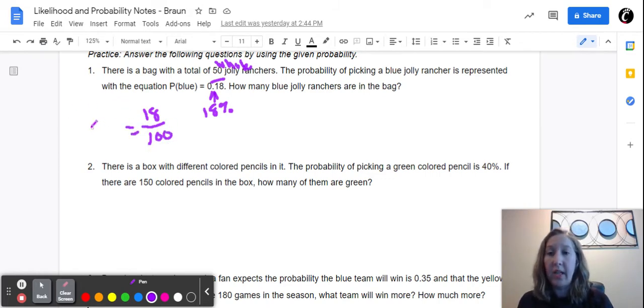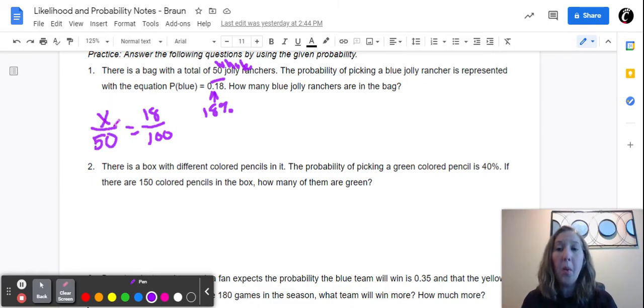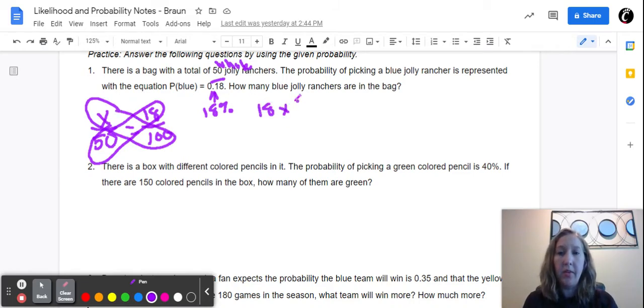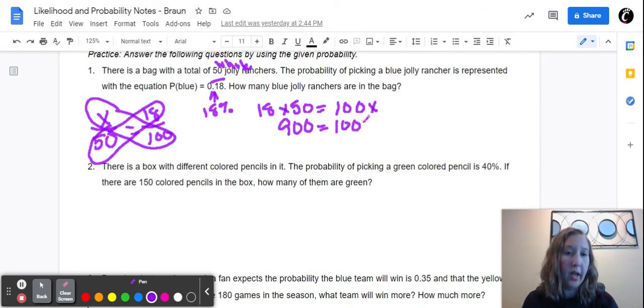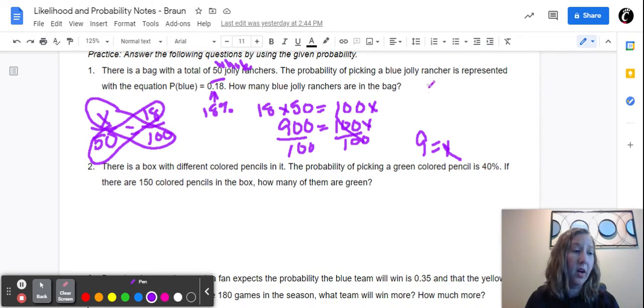And then I have my whole is 50, so I'm going to have x over 50 because what I'm looking for is the part that is blue. Once I have my proportion, I just come over here, cross multiply. I'm going to do 18 times 50 equals 100x, or 100 times x. 18 times 50 is 900. So 900 equals 100x, and then I can divide both sides by 100. And I'm left with 9 equals x, which tells us that there are 9 blue Jolly Ranchers.